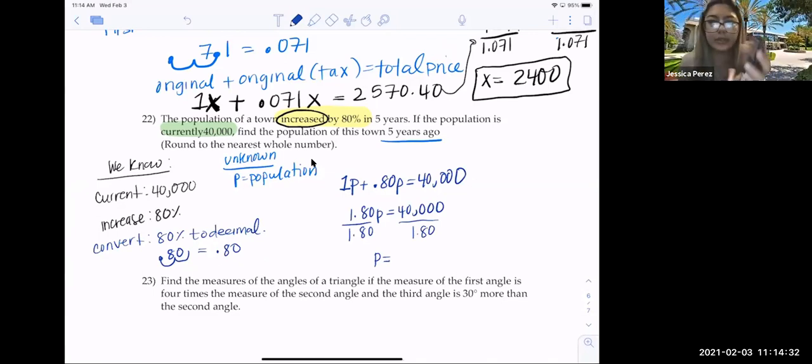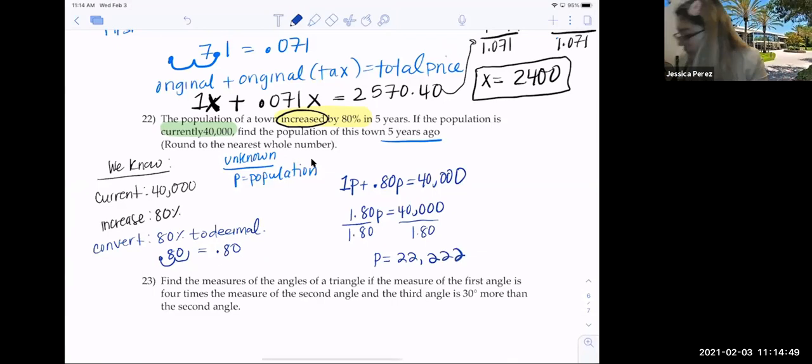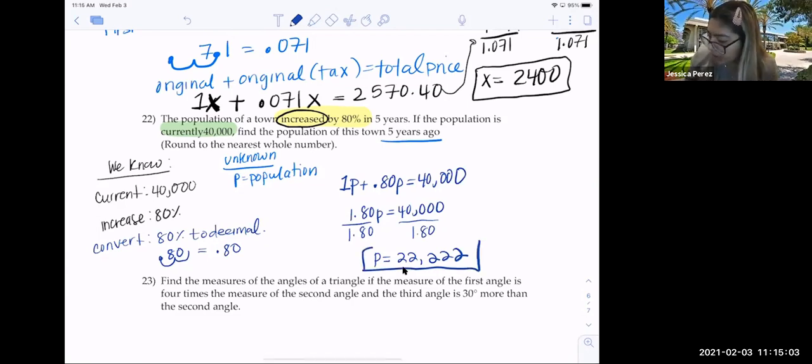So again, using your calculator, you'll put 40,000 divided by 1.80. That should be 22,222, and then there's some decimals, but we are not going to put in the decimals because there's no such person that represents a decimal. Is that clear? So your answer should be 22,222. That was the population 5 years ago. Okay. Any questions on this problem?